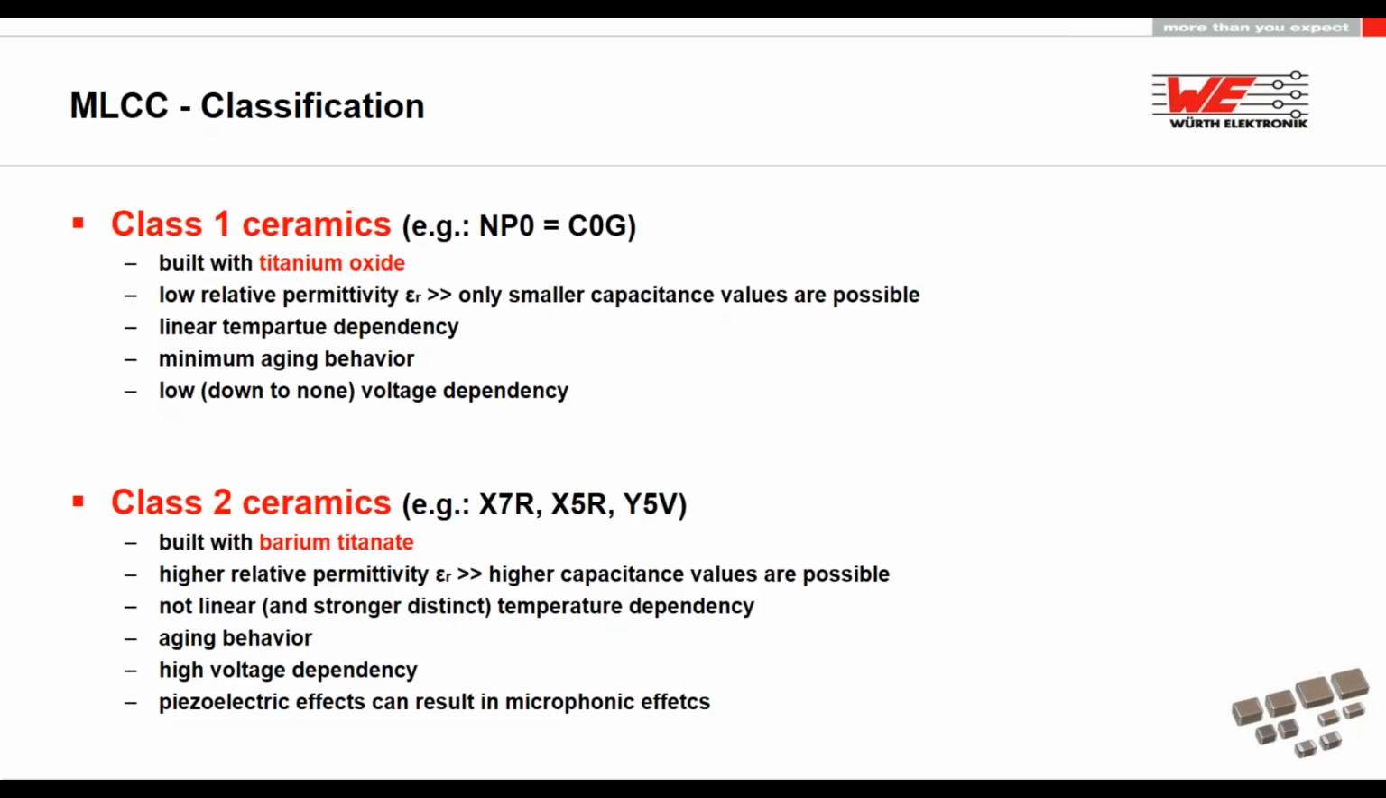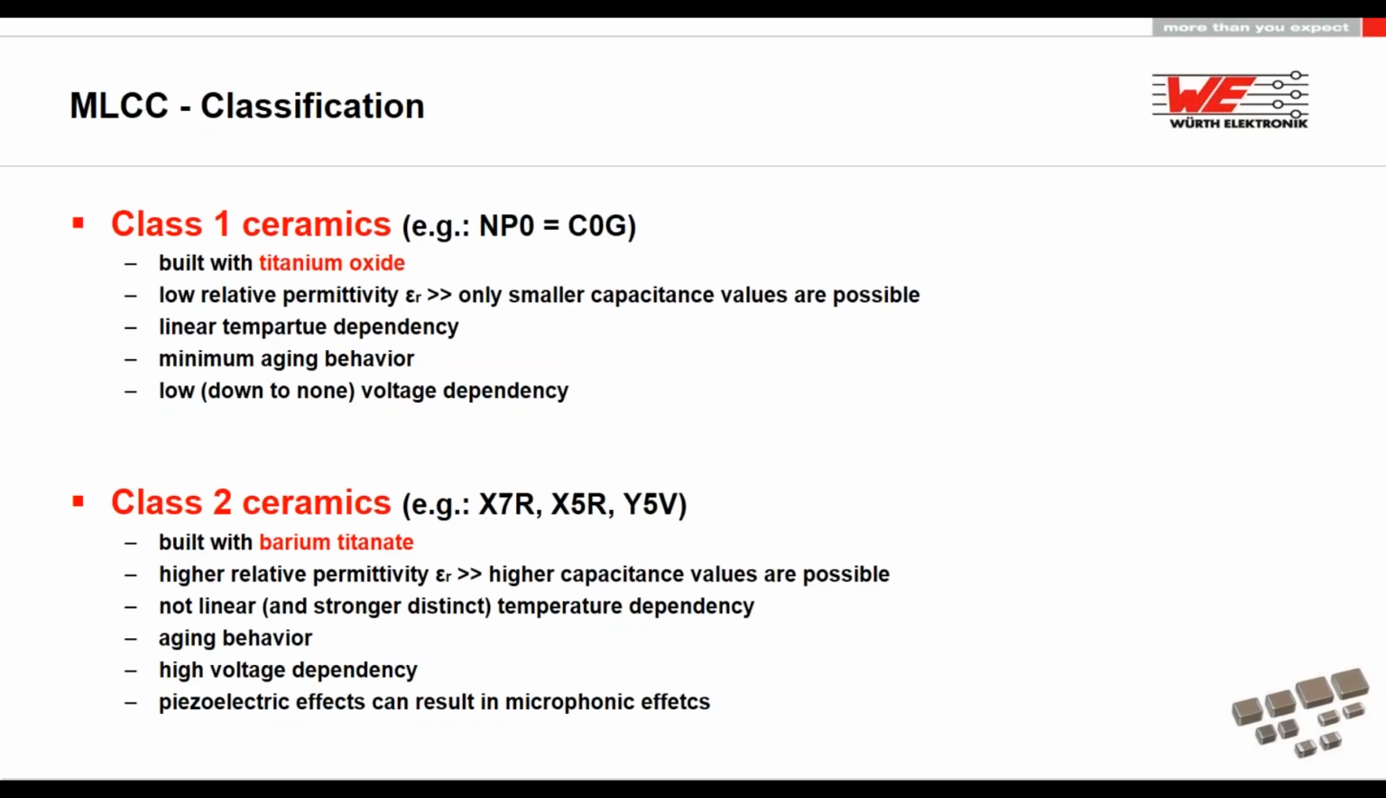The relative permittivity is low, so you only get to a range of nanofarad. You're not in the microfarad range, but you get a linear temperature dependency. You have minimum aging or no aging, and low voltage dependency, or even no voltage dependency. In comparison, if you need caps in the microfarad range, you go for class 2.